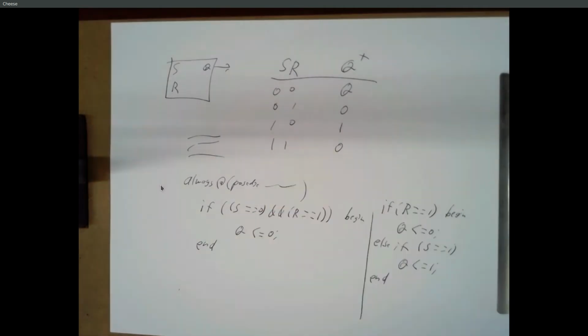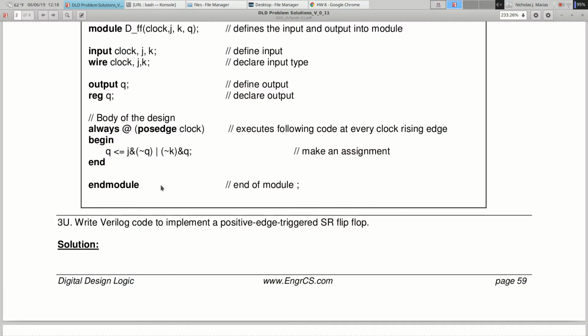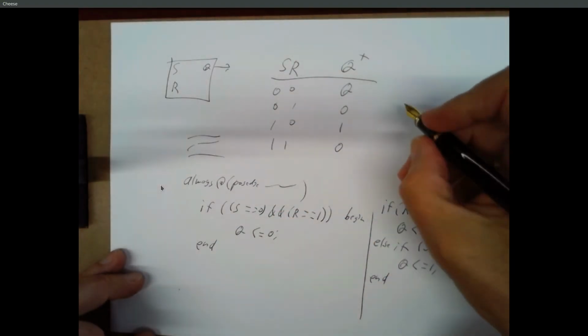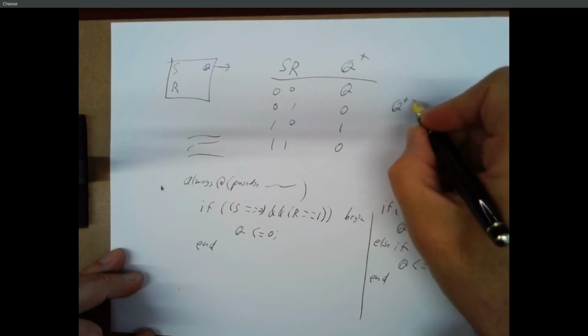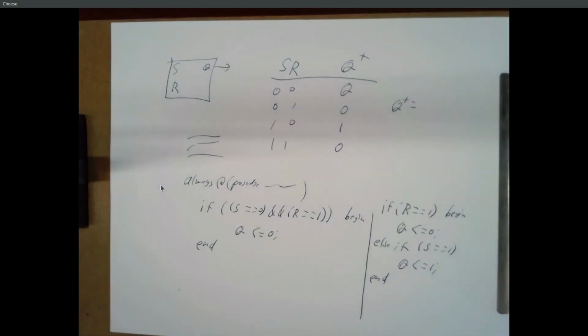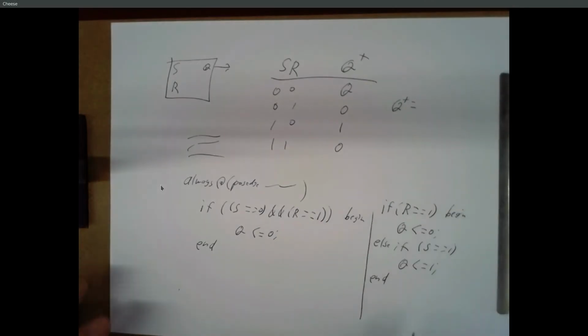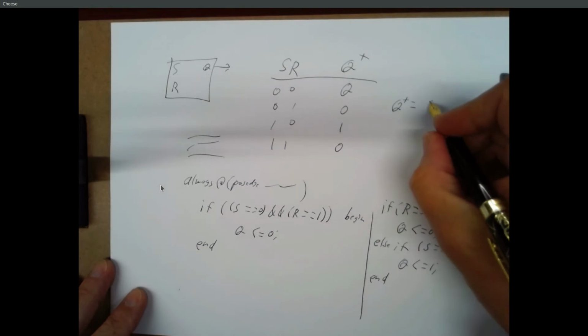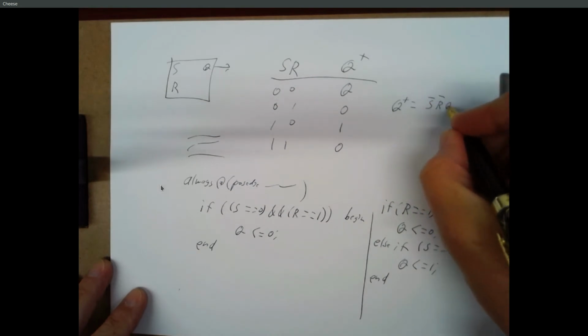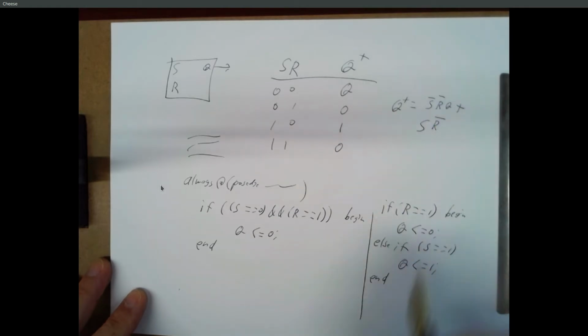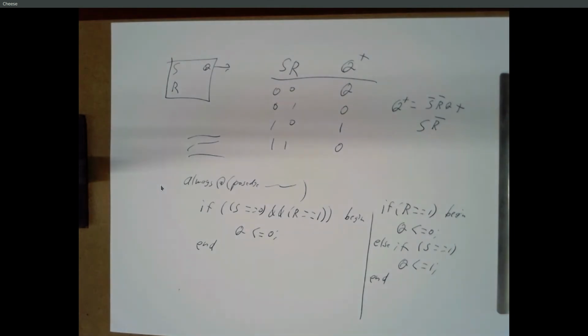Or you can write this as an expression like was done for the JK, which would be something like writing an equation for Q. Q plus equals, how did he do that with a sign? Oh, using the current. S bar, R bar, Q, or S, R bar. So there's a variety of ways to do that.